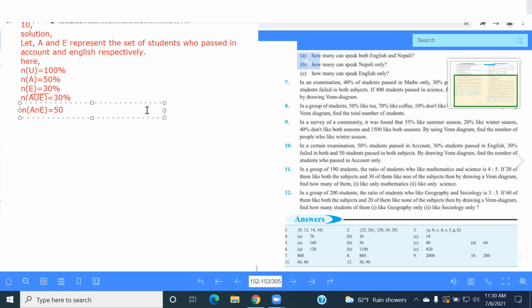Now, what is given in number, that is what we have to find in percent. जेको number दिएको छ त्यसलाई नै percent मा निकाल्ने. So by using the Venn diagram, we have to find this number of A intersection E in percent. So let's make the Venn diagram first. Now we draw the Venn diagram.